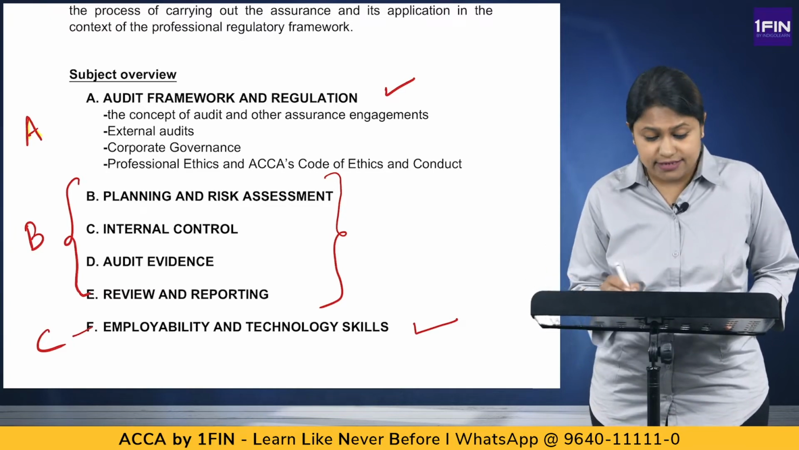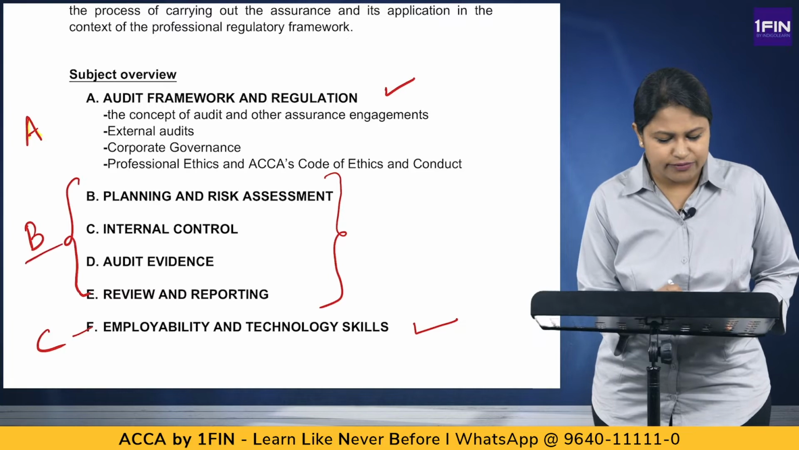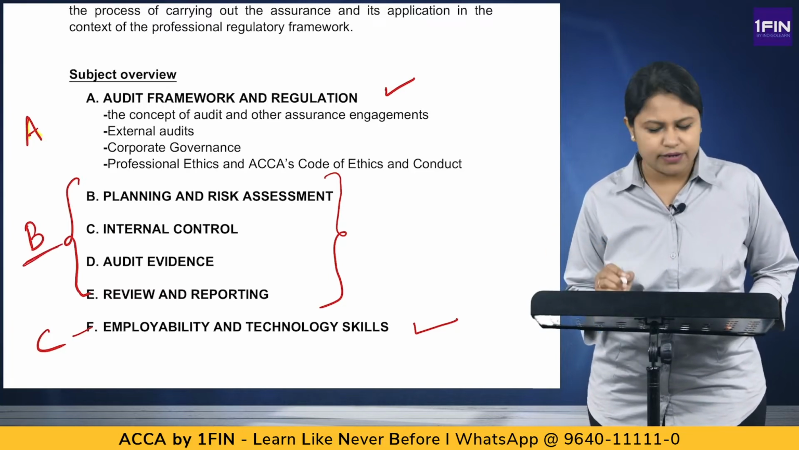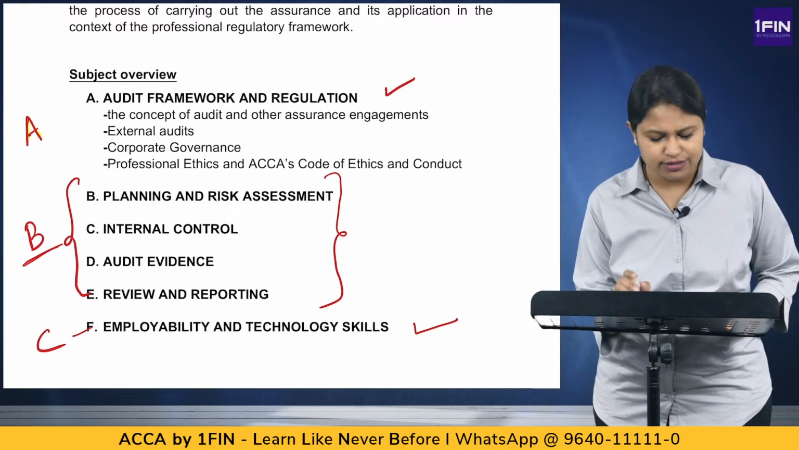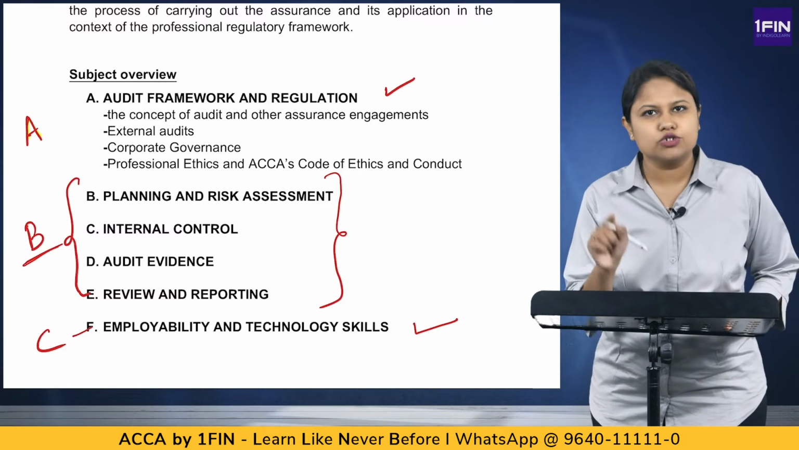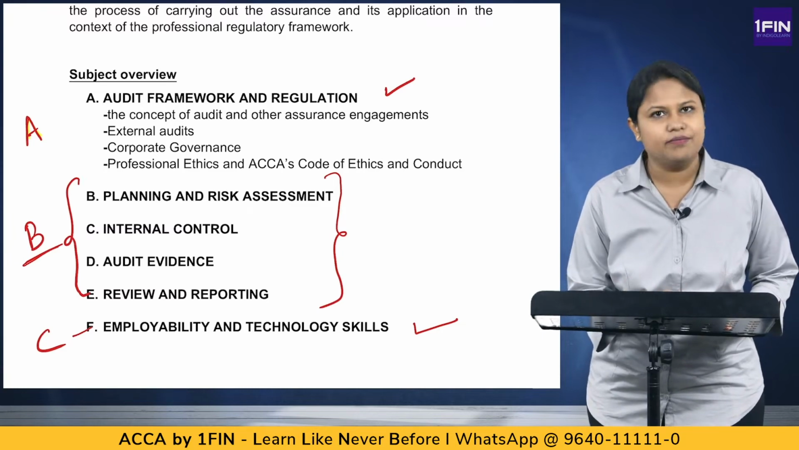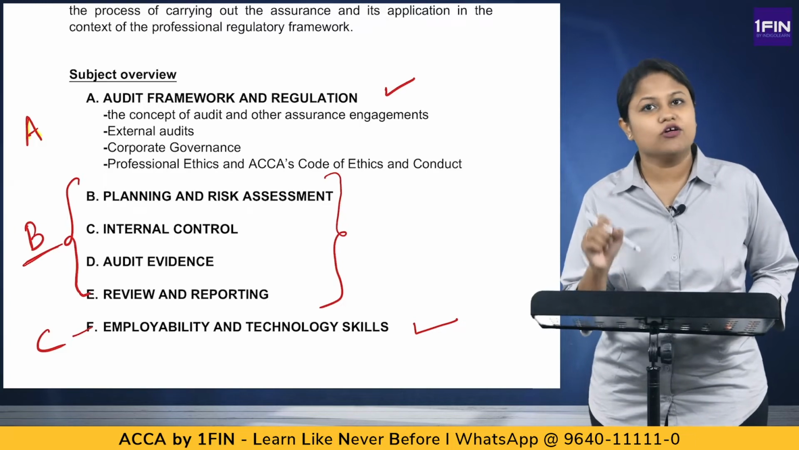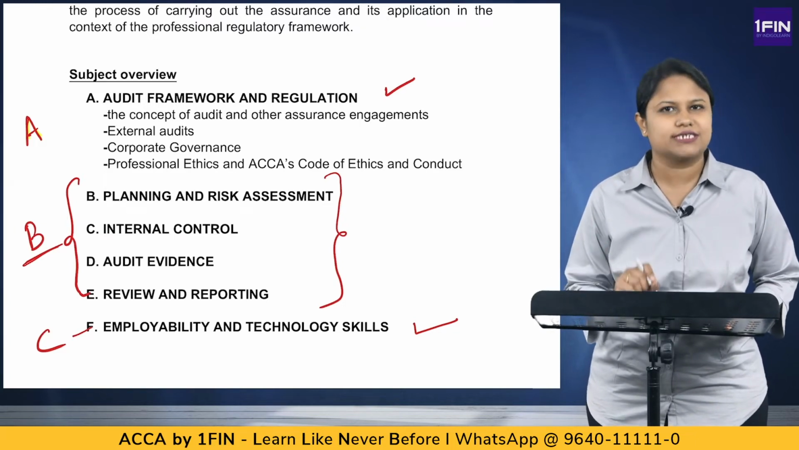But you cannot say that this part is not tested. That is the B1 which I have told will not be tested. Absolutely no. Many questions appear from the audit framework and regulation along with the C part. But there could be a possibility that you also have questions coming from the category B. That is planning and risk assessment, internal control, audit evidence. From there also we could expect questions in the first category.